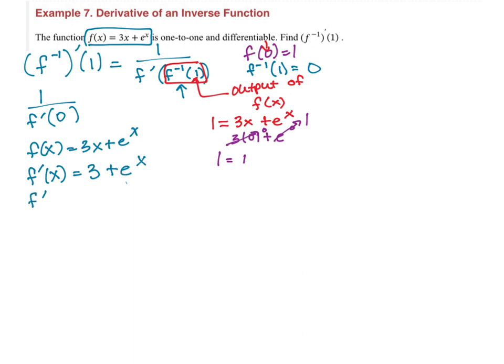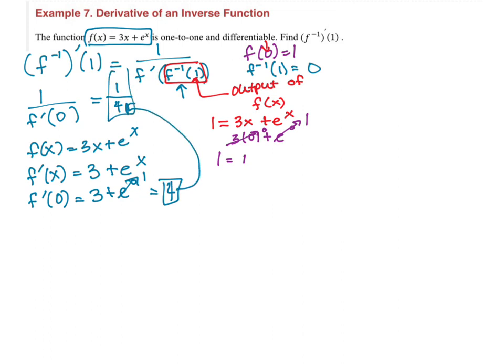So what's f prime of 0? 3 plus e to the 0 power, and that guy is 1, so 4. So now we can substitute: we know f prime of 0 is 4. We go right into that equation, that function, 1 over 4. 1/4. That's it. That's my answer.